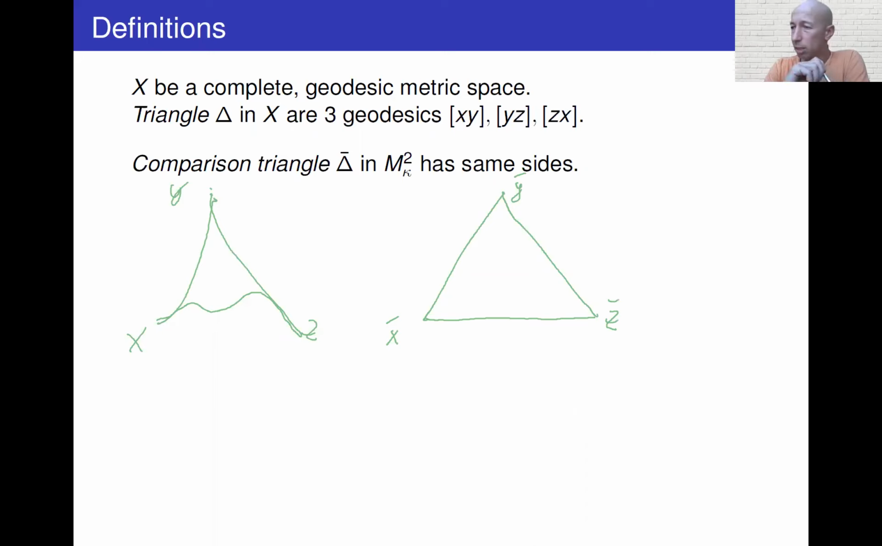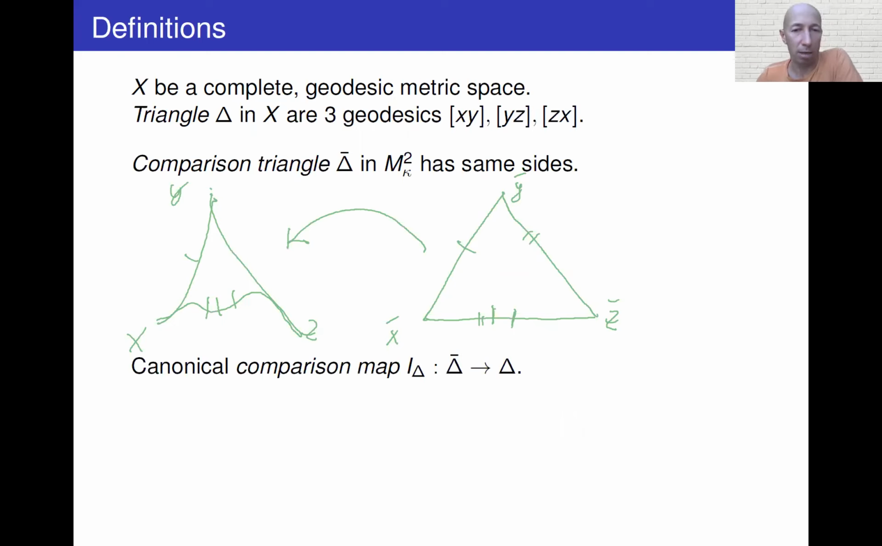So for any triangle, we have a comparison triangle. This is a triangle with the same side lengths, and this is uniquely determined up to an isometry of M2. And we have a canonical map here, which we call I delta. It sends the segment between x bar and y bar to the chosen geodesic between x and y.